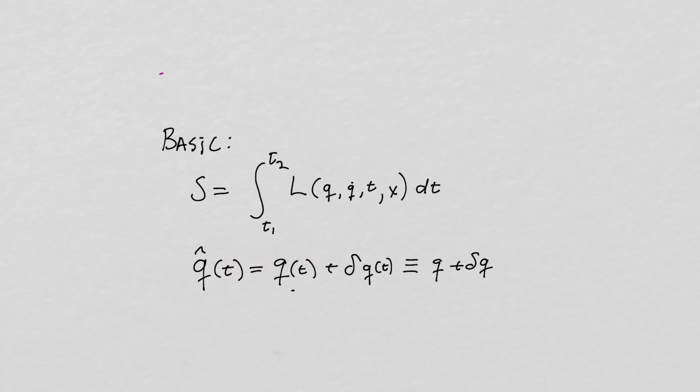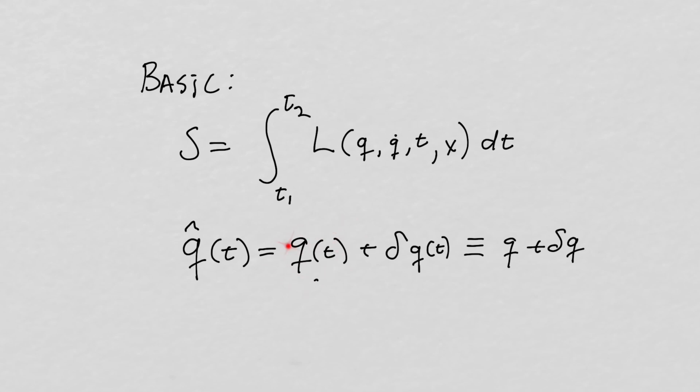This is the path, this q of t, this is the path that nature chooses through space and time to solve the problem of motion for some physical system. But we're not going to consider that path. We're going to consider that natural path plus a little bit of a variation.